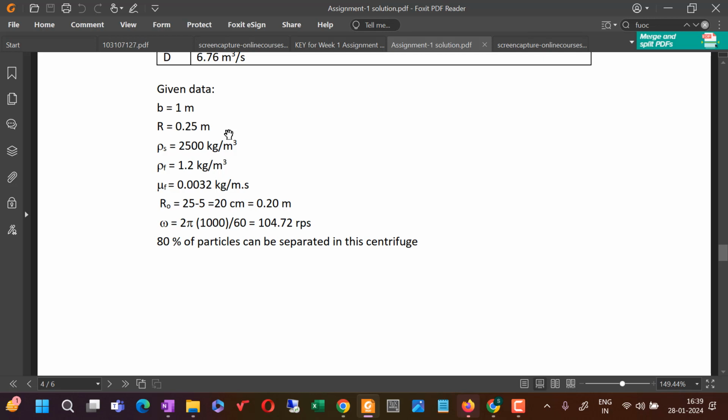0.25 is the radius, as the diameter is given to be 50 centimeter, so it has been converted to meter. Density of the solid particle is given to be 2500, density of the liquid is 1.2 kg per meter cube, and viscosity of the fluid is given to be 0.0032 kg per meter second.